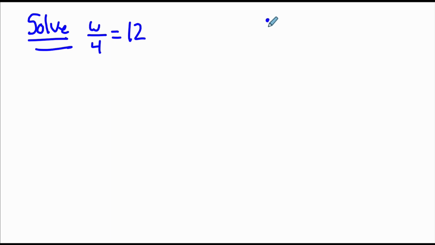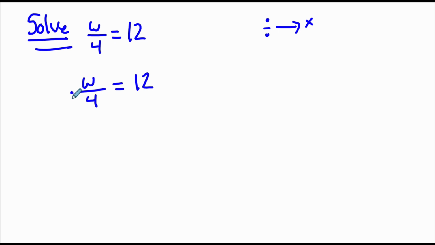Okay, so I have division. The inverse of division is multiplication. So that means on this side of the equation, I'm going to undo the division by multiplying. I'm just going to rewrite so we can see it better. All right.